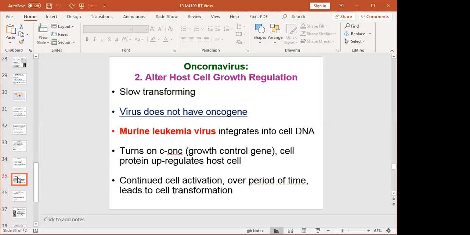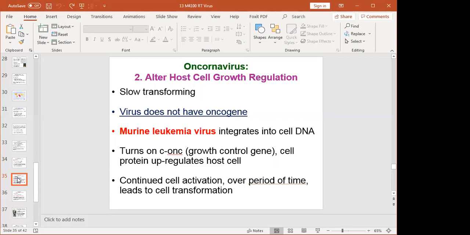Slide 35. The second method is by altering host cell growth regulation. This is a slow transforming process. The second difference is that the virus in this instance does not have an oncogene, whereas viral genomes such as murine leukemia virus, MLV, integrate into host cell DNA.